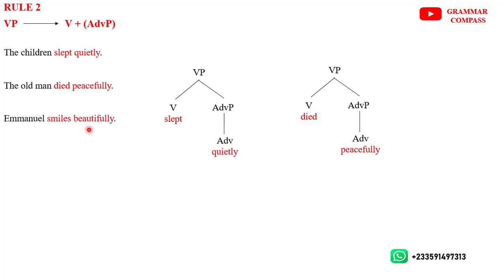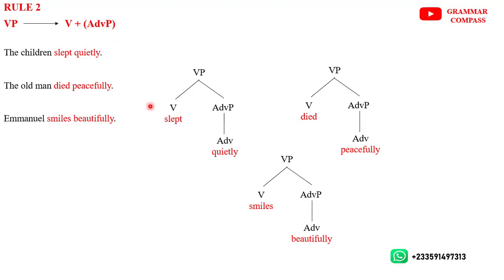What about smiles beautifully? It is also going to have the same structure as these two phrases. Can you try? Pause the video and draw the verb phrase for smiles beautifully. So here the verb phrase will consist of a verb that is smiles and then beautifully, an adverb phrase qualifying the verb. And this adverb phrase contains only one adverb, that is beautifully. This is what to do when you have a verb phrase where the verb is the head word and the head word is being qualified by an adverb phrase.